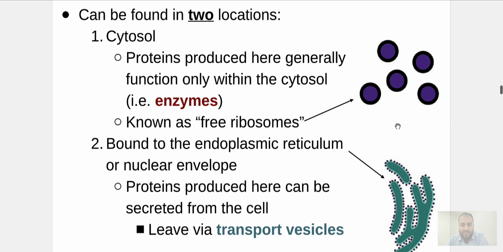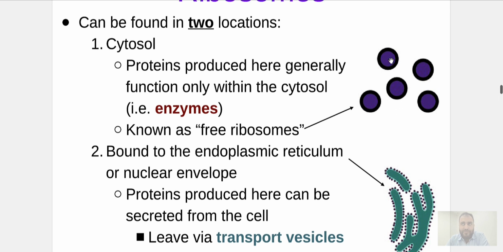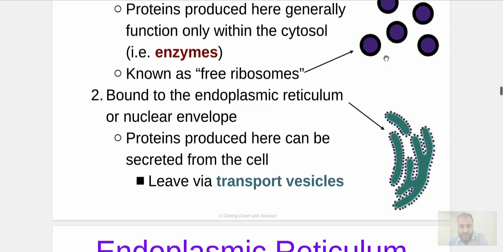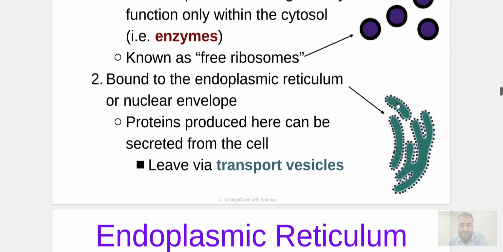So if proteins are, for example, food that is being prepared by a restaurant, the food that is prepared by the free floating ribosomes is going to be served inside, dining in. And the proteins that are going to be produced by the rough ER are the delivery proteins that are going to be sent outside the cell.